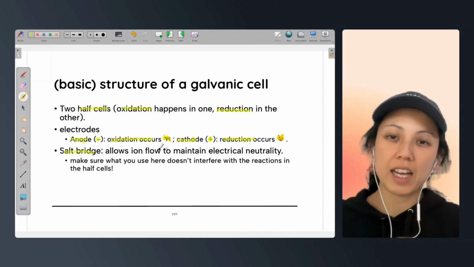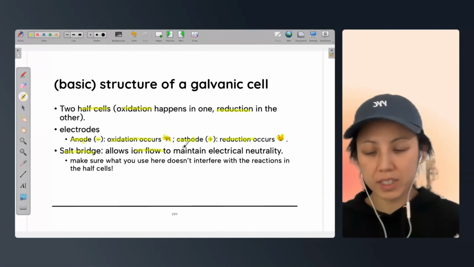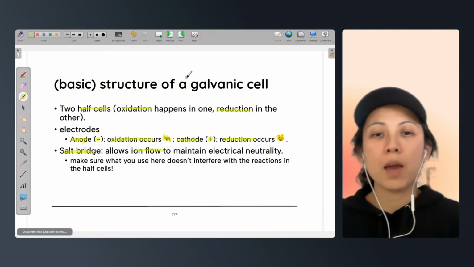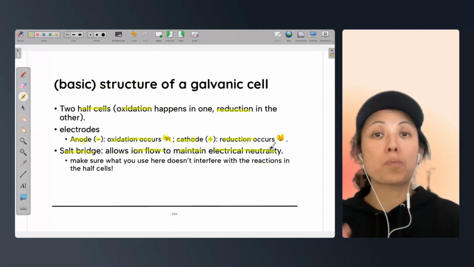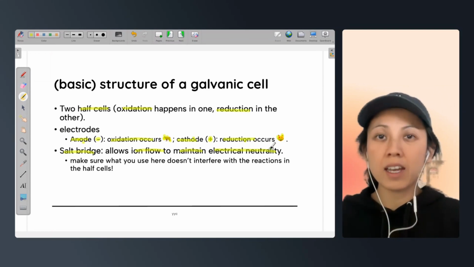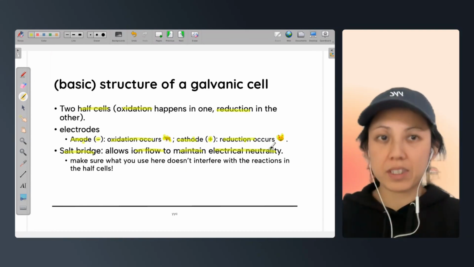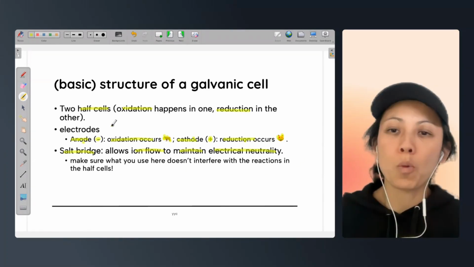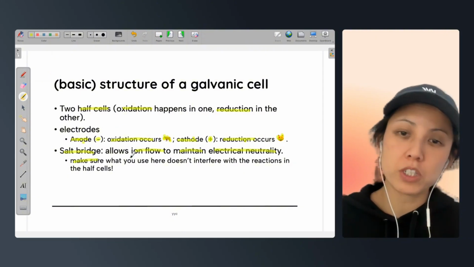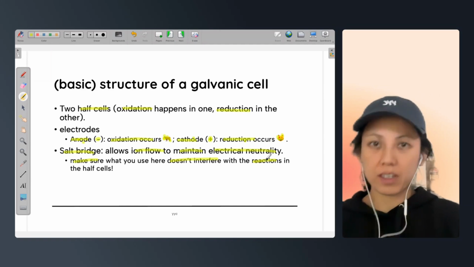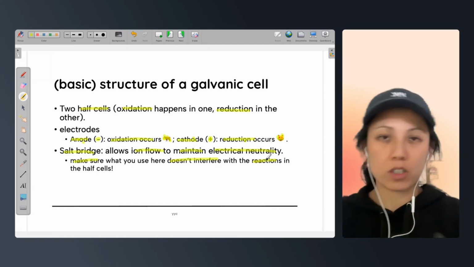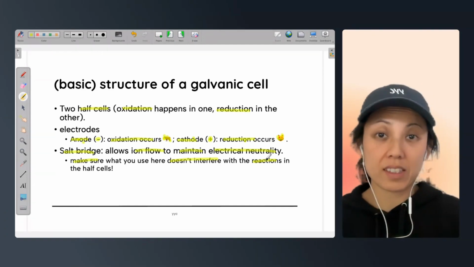And the salt bridge there allows for the ions to flow through. And what it does is not only complete the circuit, but it also maintains what we call electrical neutrality. So there's no buildup of charge in either side because the ions are going to move to these half cells and neutralize it as much as possible. We just have to make sure that when we have a salt bridge, whatever you pick doesn't interfere with the actual reaction in the half cells. Otherwise, you're going to screw up the redox reactions that are happening in this galvanic cell.